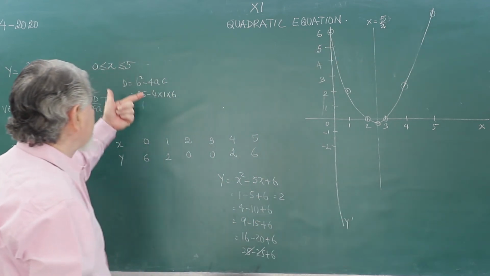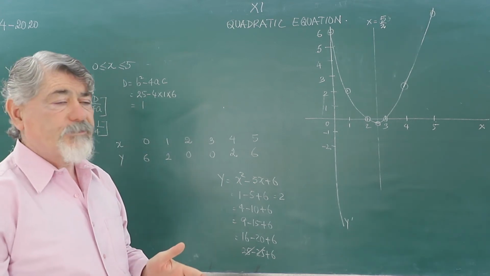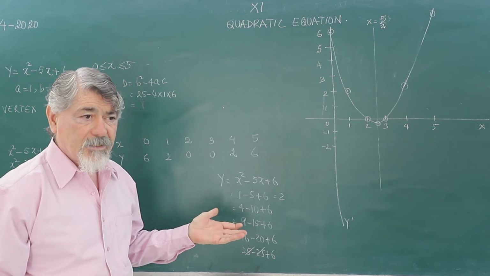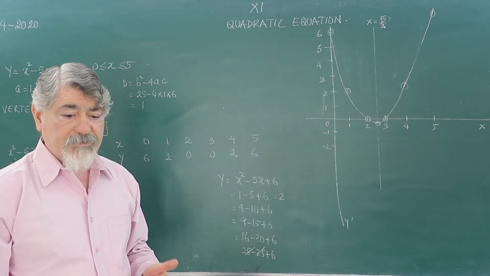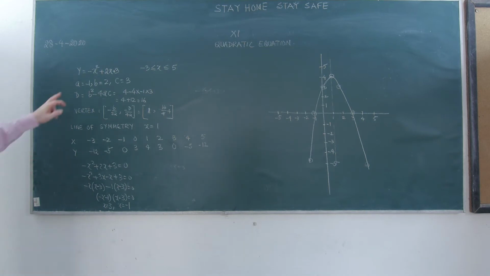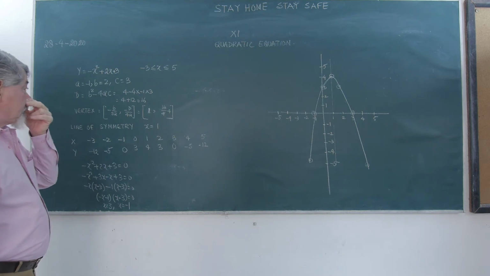As I told you, sometimes he can give you the values of x, that plot the graph in between these points. Sometimes he will say just plot the graph. Then you will take the values of x yourself. In the next question I have y is equal to minus x square plus 2x plus 3.